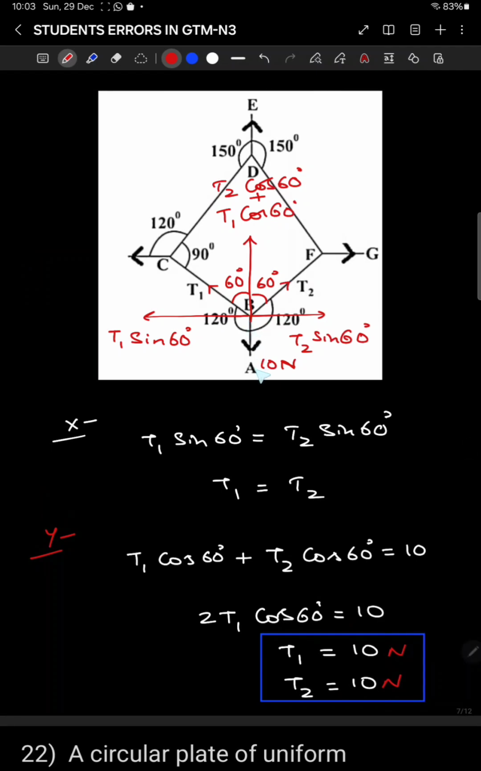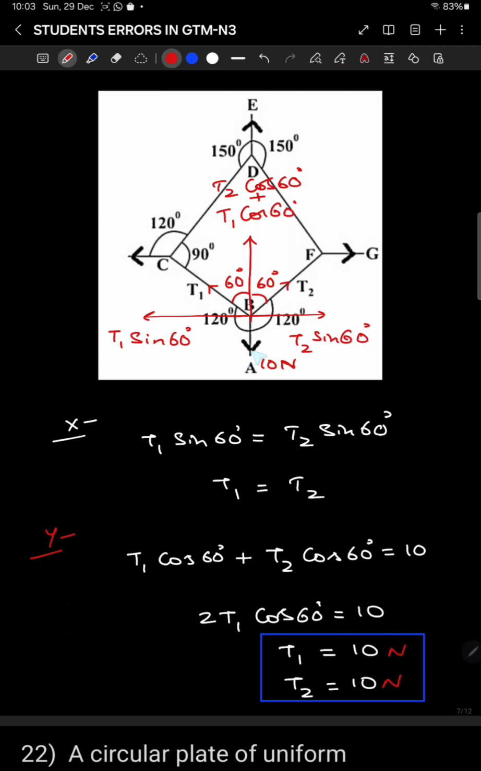This force was 10 and it is tension T1. Sir, here you can see the angle was 120. Total will be 180. It is 120, so this will be 60. Let us resolve T1 into two components: T1 cos 60, T1 sin 60. Similarly, here T2 also resolve: T2 cos 60 and T2 sin 60.